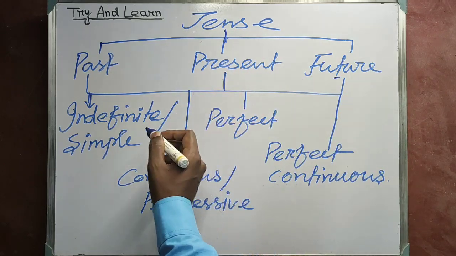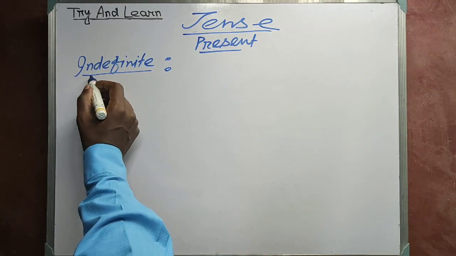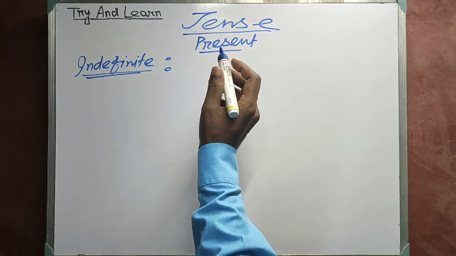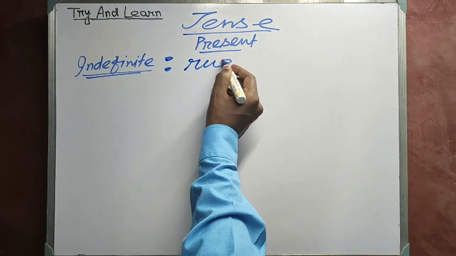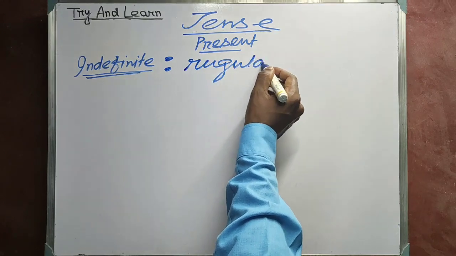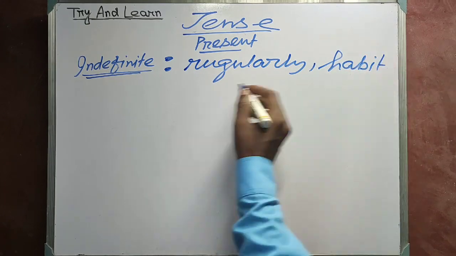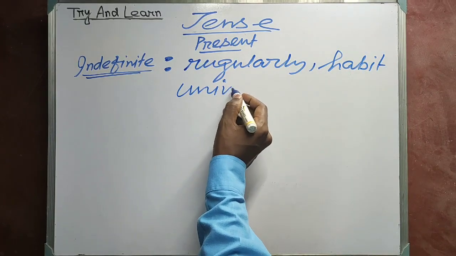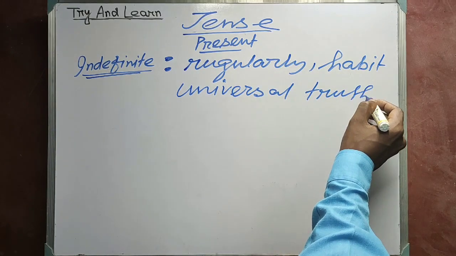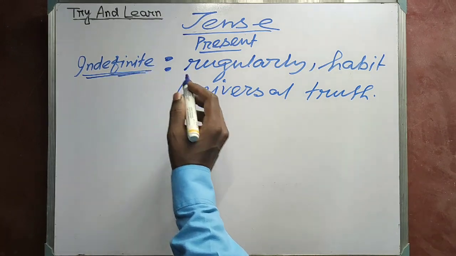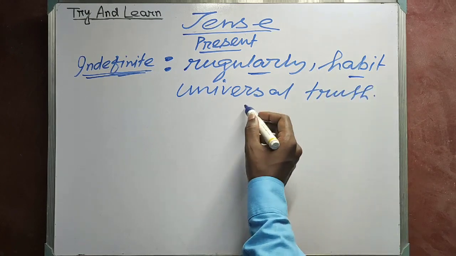Now let's see in details about them. At first, present tense, present indefinite or simple present. It denotes the action which happens regularly, habit or universal truth. The present indefinite or simple present indicates regular action, habit or universal truth.